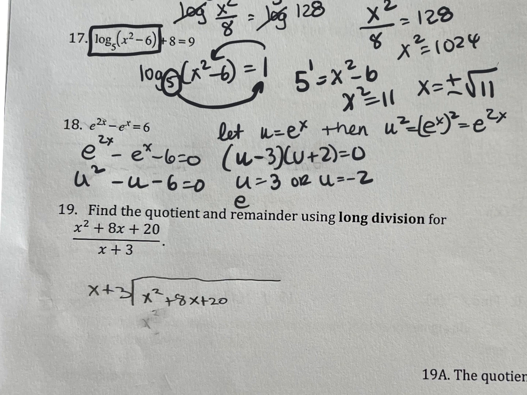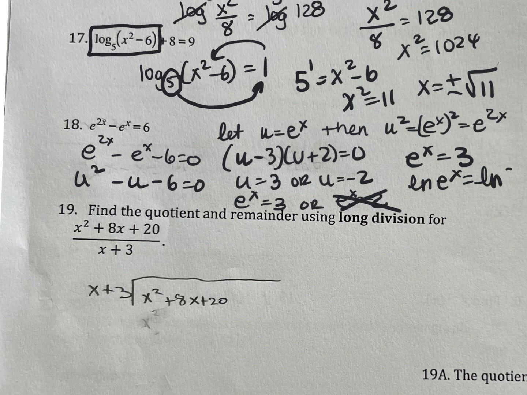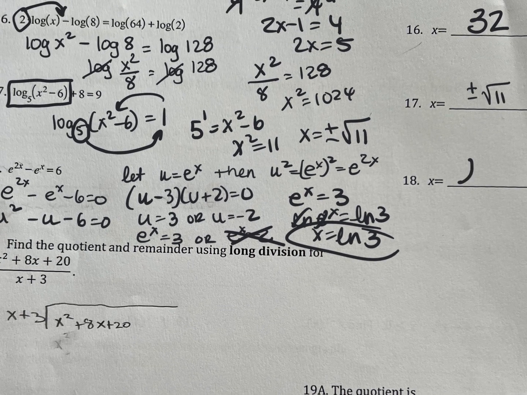But u is e to the x, so e to the x equals 3, or e to the x equals negative 2. e to the x is never negative 2, so that's extraneous. And so e to the x will equal 3 when x equals, take the natural log of both sides. Those cancel, x equals the natural log of 3. Notice that negative 2 doesn't work because e to the x looks like this, and it never crosses over to get to be negative 2.